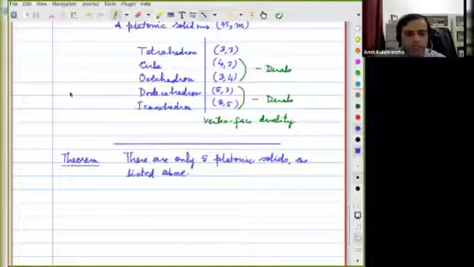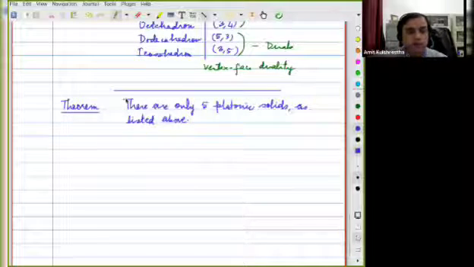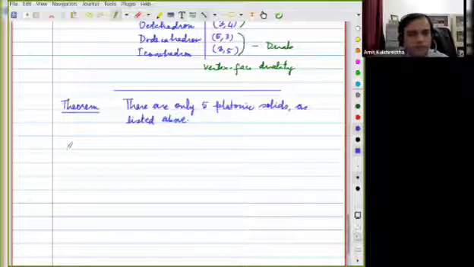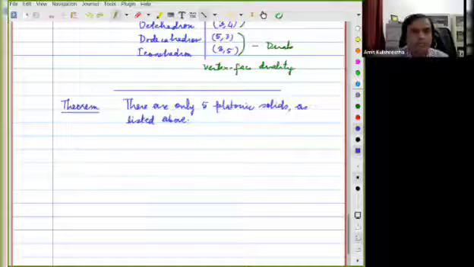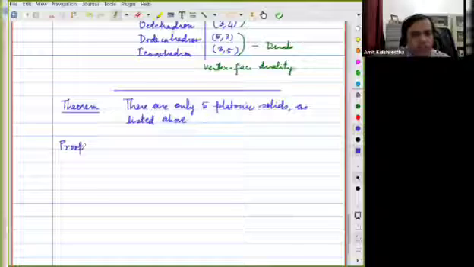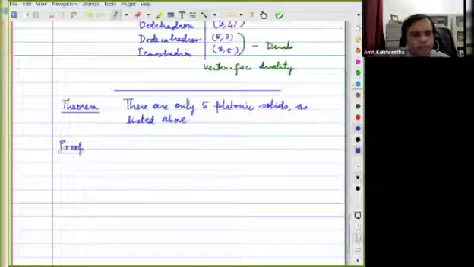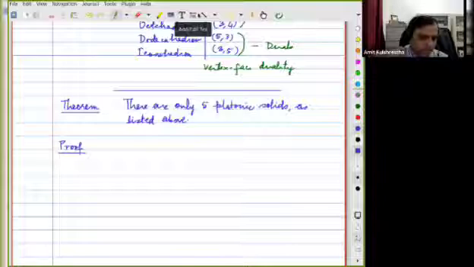The thing is, how will I prove it? How difficult is the proof? The proof is not at all difficult actually. I will be able to demonstrate to you in a very easy fashion that there are only 5 platonic solids. So in other words, with a hexagon or any other large gon, you can't make a platonic solid. Okay, so how do I prove it?